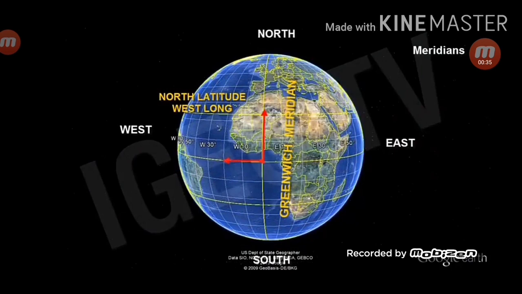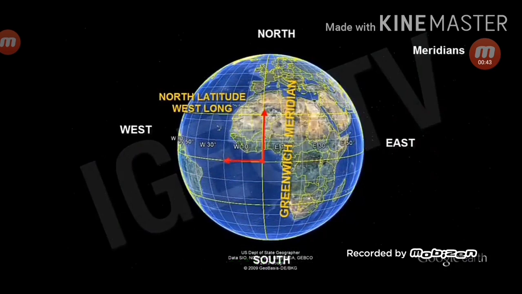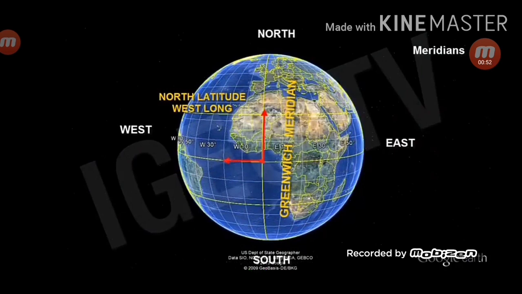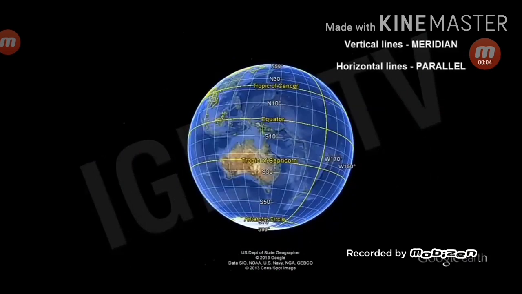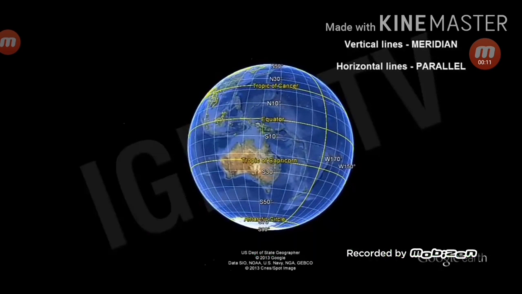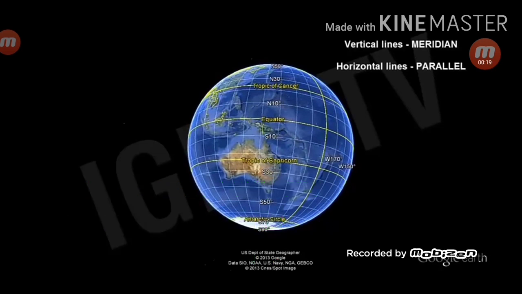Meridians in the eastern hemisphere are labeled as 10 degree east, 25 degree east, 135 degree east, etc. While in the western hemisphere they are labeled as 10 degree west, 25 degree west, 135 degree west, etc. Though the earth is huge in size, we can tell the exact location of places on the earth using latitudes and longitudes.